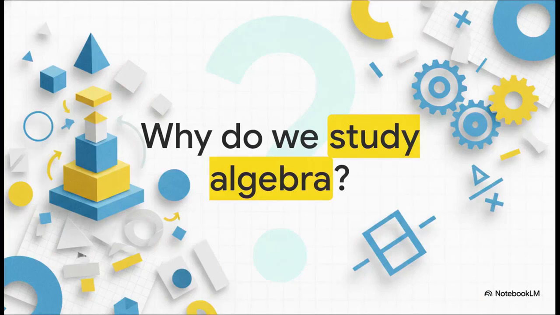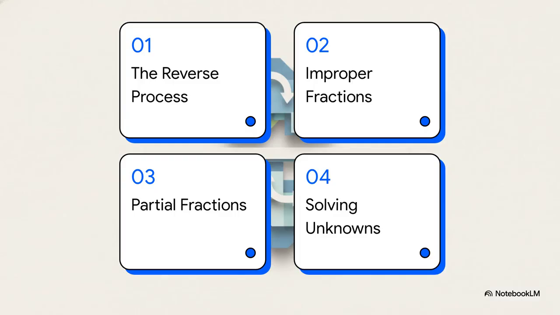Which instantly brings up a totally relatable question posed right at the start of the text. Why do we actually study algebra? We've all been there, staring at a page of equations thinking, why? The text addresses this beautifully, reminding us that algebra isn't just about building things up. It's really about understanding how things are put together by taking them apart. To conquer this topic, we're going to cover 4 key areas today: the reverse process, spotting improper fractions, mastering partial fractions, and finally, solving for the unknowns. Let's get right to it.